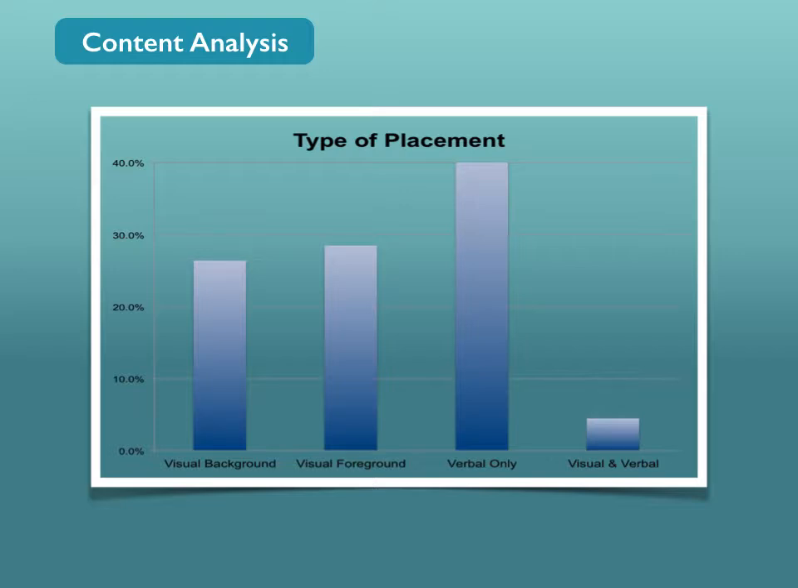Also, as you can see here, the type of placement, 40% of the placements were verbal only, where the character said the brand, but you didn't see the brand. And then you go down to visual foreground, so it might be sitting on a table while the characters are talking, and then visual background, which is the opposite, and then you have visual and verbal. So that's one of the results we found.